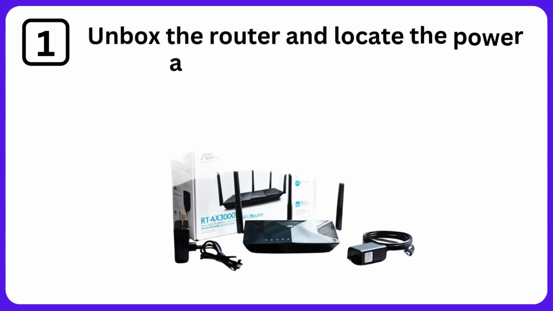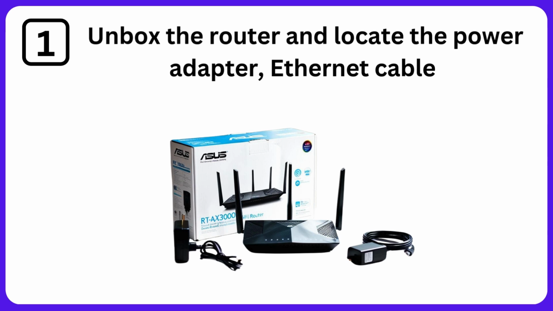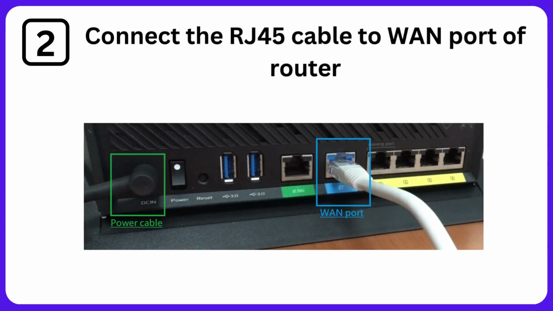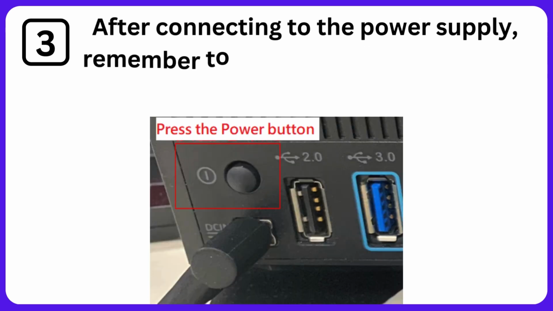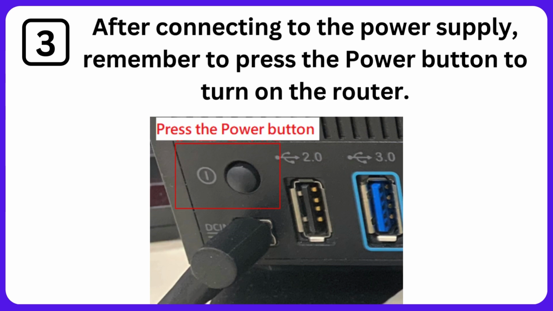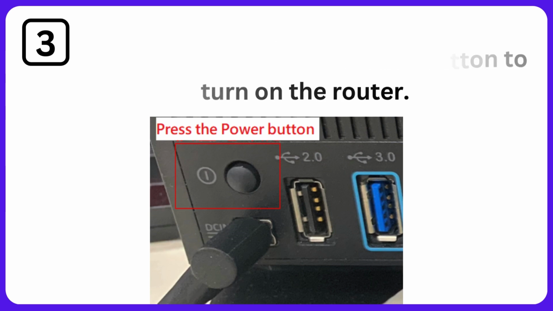Step 1. Unbox the router and locate the power adapter and Ethernet cable. Step 2. Connect the RJ45 cable to one port of the router. Step 3. After connecting to the power supply, remember to press the power button to turn on the router.